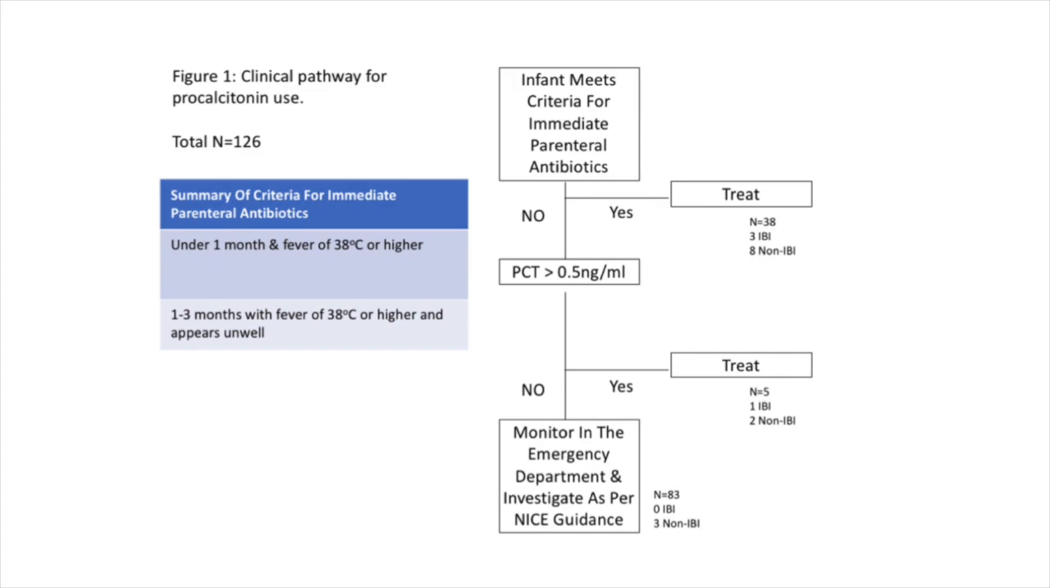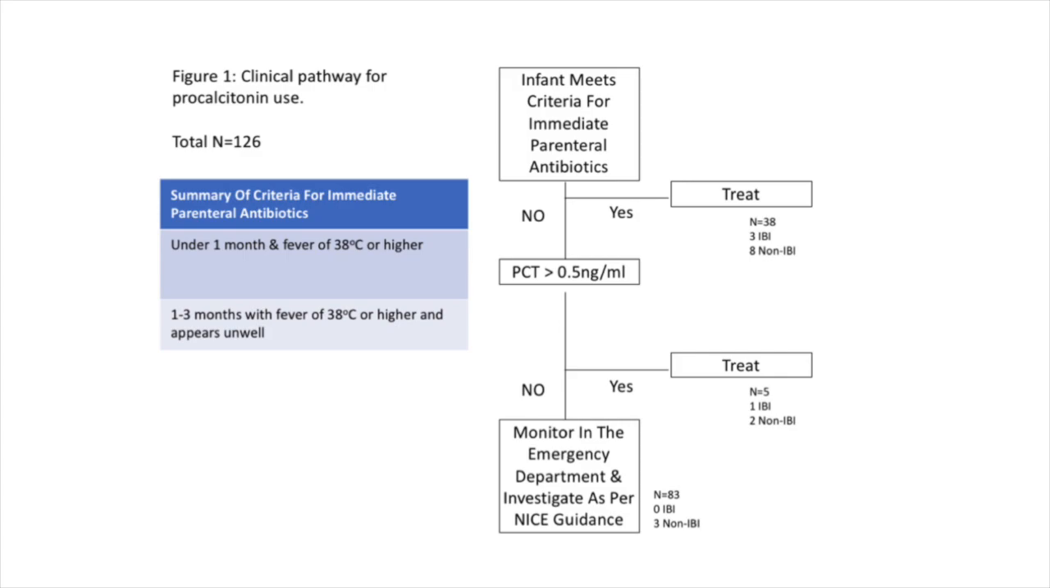So again, elevated procalcitonin meant a significant risk of infection in this group. One of the invasive infections was quite a nasty E. coli bacteremia, and the child did initially look well and was over a month, so it was picked up by the point-of-care biomarker.